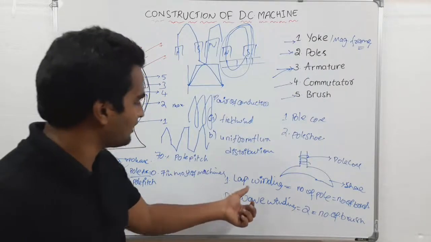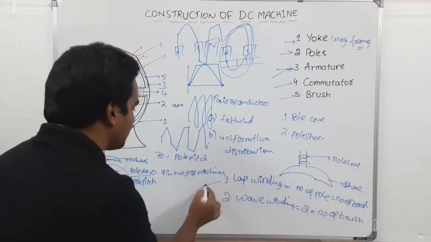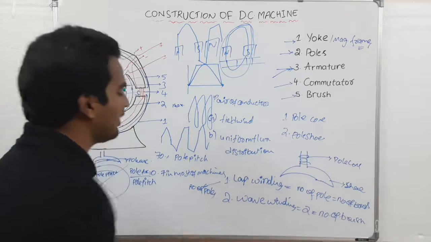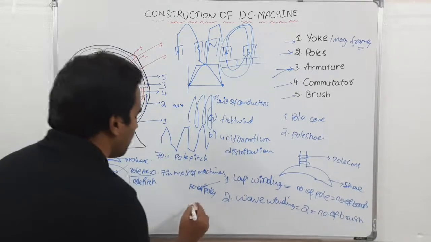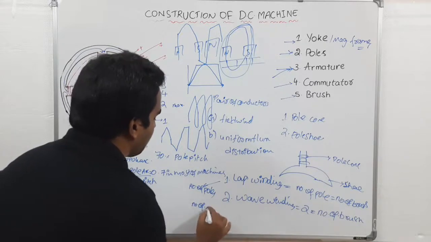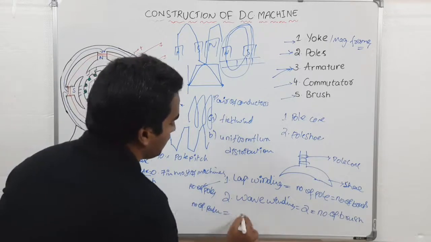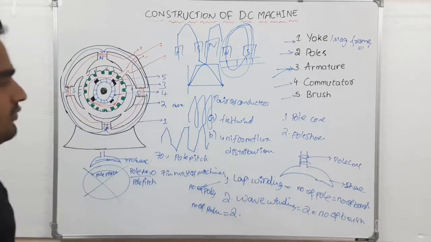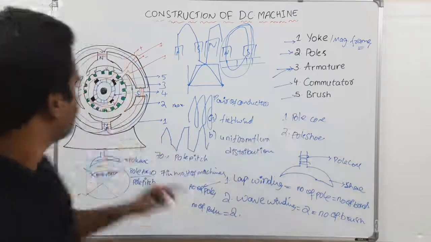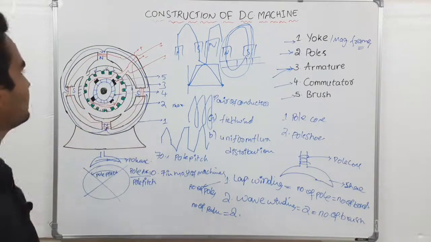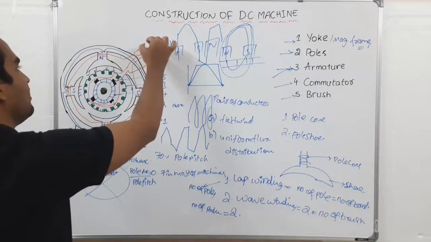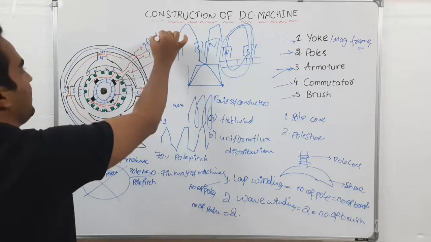The number of parallel paths in lap winding is equal to the number of poles, and the number of parallel paths in wave winding is equal to 2. These are all very important points. And brushes collect current from the commutator segments. So this is the output and this one is the field winding excitation terminals.